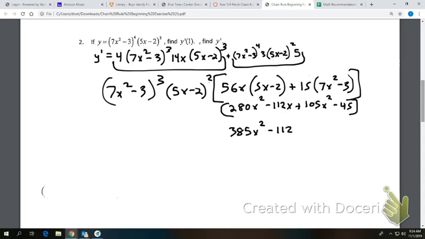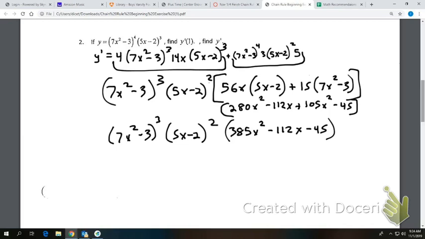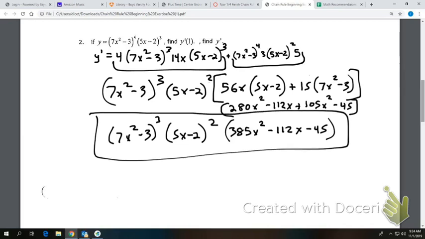minus 112x minus 45 times the first two terms, which are (7x squared minus 3) quantity cubed and (5x minus 2) quantity squared. There's my answer. So that is the derivative using the product rule, and then within the product rule, the chain rule.